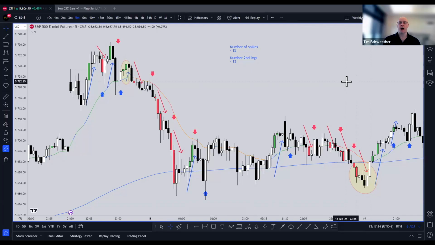Now let's go back to that chart and have a look at some interesting characteristics. So how many spikes have we got on the chart? 1, 2, 3, 4, 5, 6, 7, 8, 9, 10, 11, 12, 13, 14, 15. How many of them got second legs? Well, there were only 2 that didn't. We had one failure here, which I've circled in yellow, and another failure here.